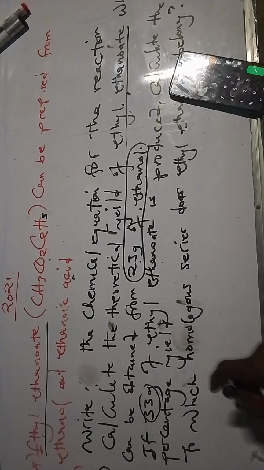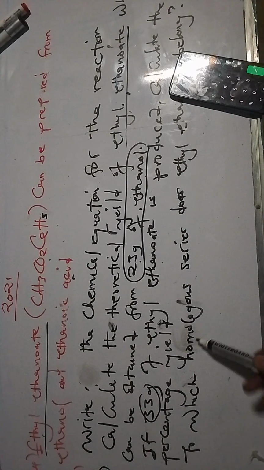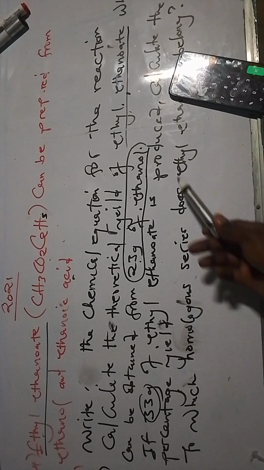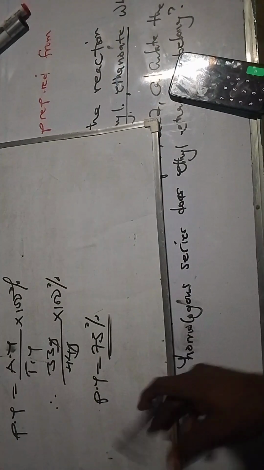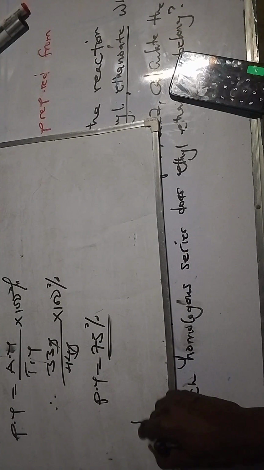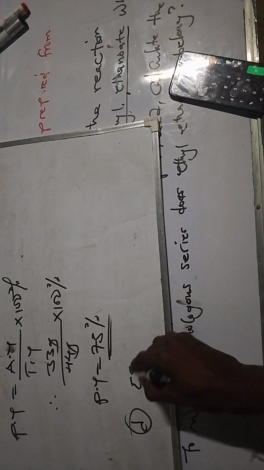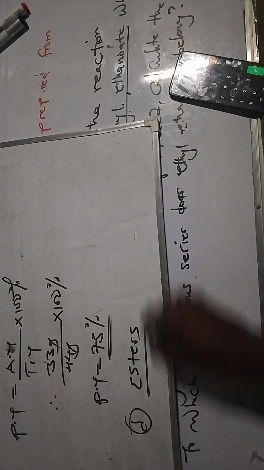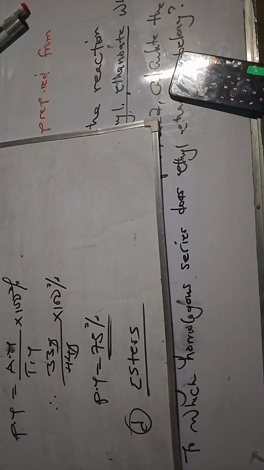Then the last one is just direct. To which homologous series does ethyl ethanoate belong? So the question D, it belongs to esters. These are esters. That's all. So that is how the question was.